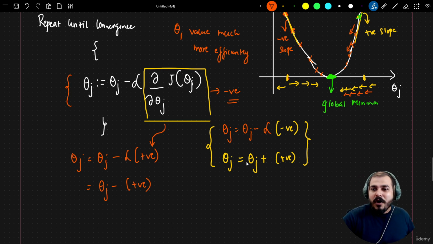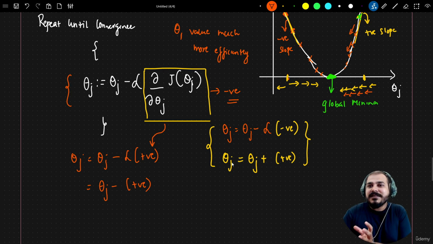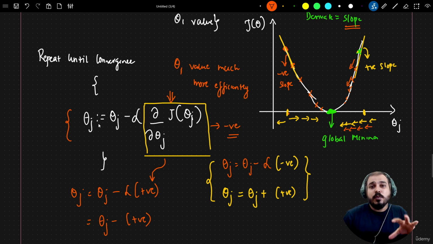Okay. So obviously this convergence algorithm will work, because what I am doing is calculating the slope in such a way that if it is a negative slope, the theta j value is going to increase. If it is a positive slope, the theta j value will decrease. Okay. So this is what the convergence algorithm is all about.